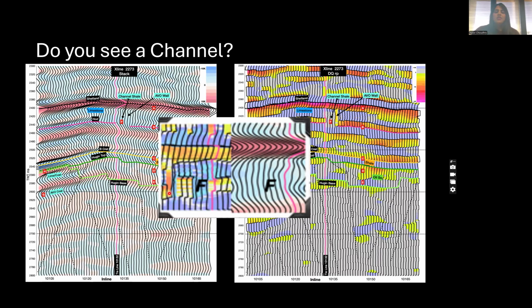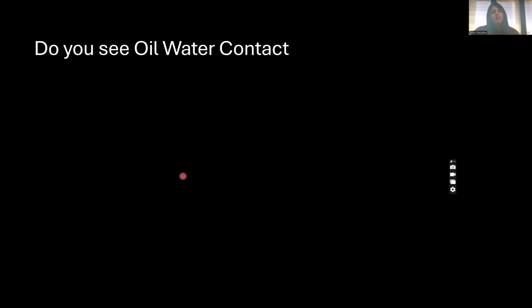You see how you can see your channel, but you can also see channel slump over here, and how you can see your AVO wall, the amount of detail you get in DQ. Well, I'm going to call it an oil water contact because I know it is an oil water contact because it's also my research data, but you can call it a direct hydrocarbon indicator.